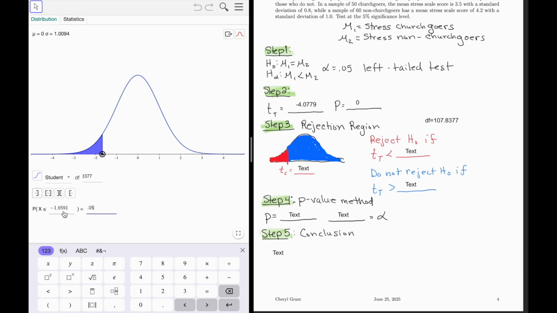So our boundary point, the cutoff for our rejection region, is negative 1.6591. So we're going to reject the null hypothesis if it falls in this red region, which means it would have to be less than negative 1.6591. If it's greater than negative 1.6591, then it falls in the blue area, and we're not going to reject that.